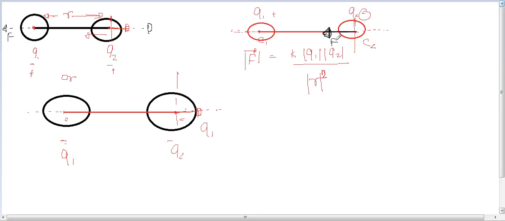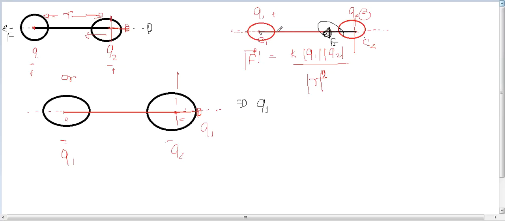Now there are so many things we can do here. First, who applied this force on q2? The answer is q1. q1 applied it. Again, q2 will also apply a force on q1, which is opposite in direction.